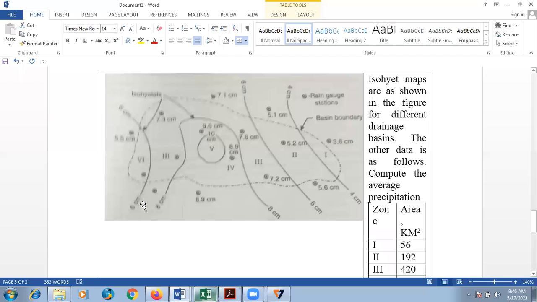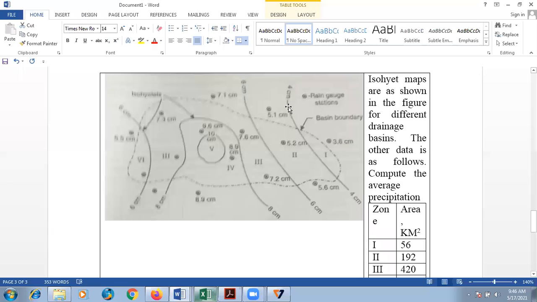The understanding is that this is 6 centimeter isoheight. This is 8 centimeter. You have to understand that to the right side of this 6 centimeter isoheight, rainfall value increases. Whereas to the left side of this 6 centimeter isoheight, it reduces.